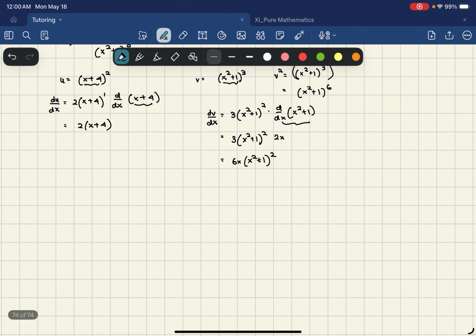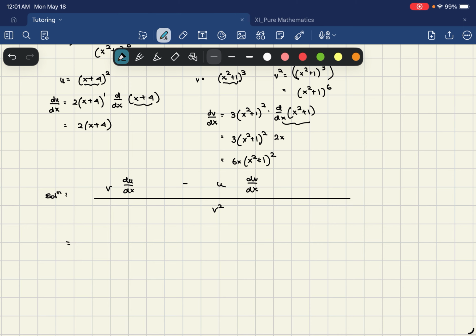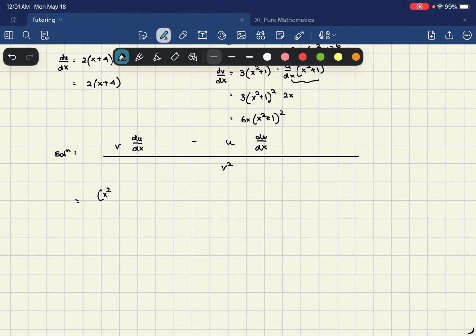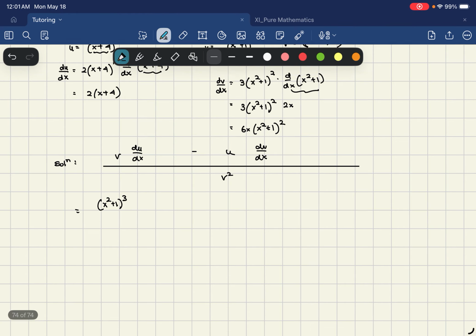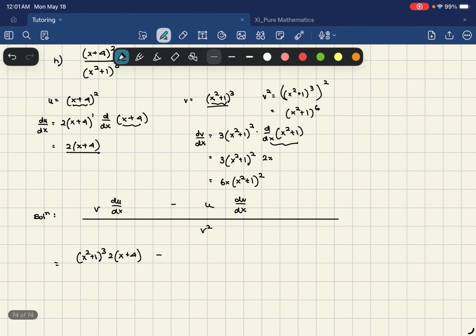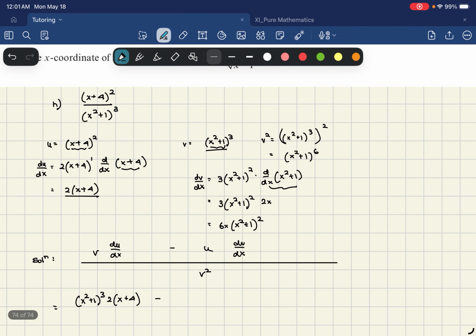All right, so now your solution is (v du by dx minus u dv by dx) divided by v squared, right? That is your formula. So v is this expression. Du by dx is this expression. Minus u, let me find u. U is this expression.